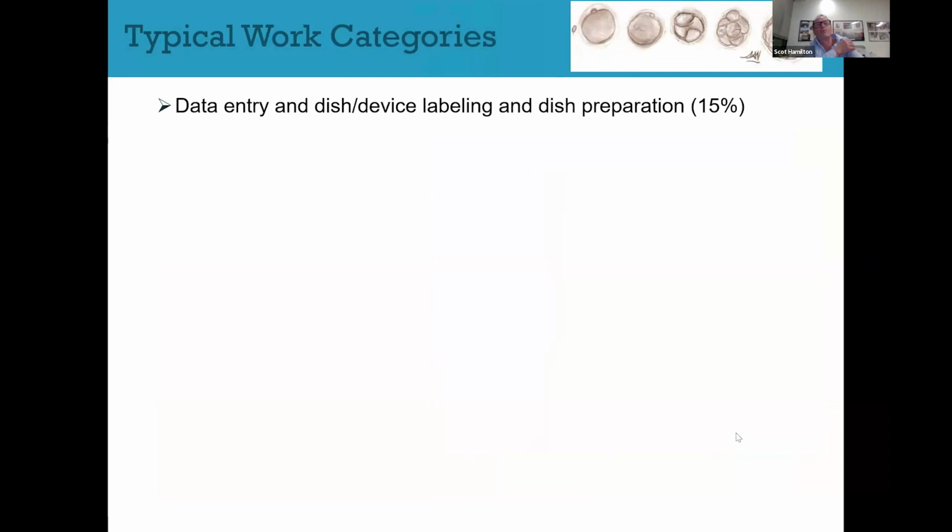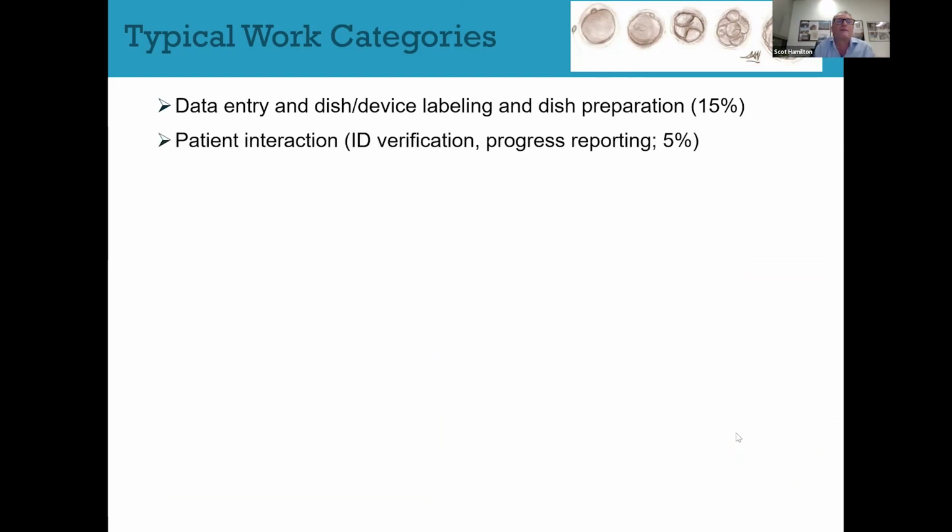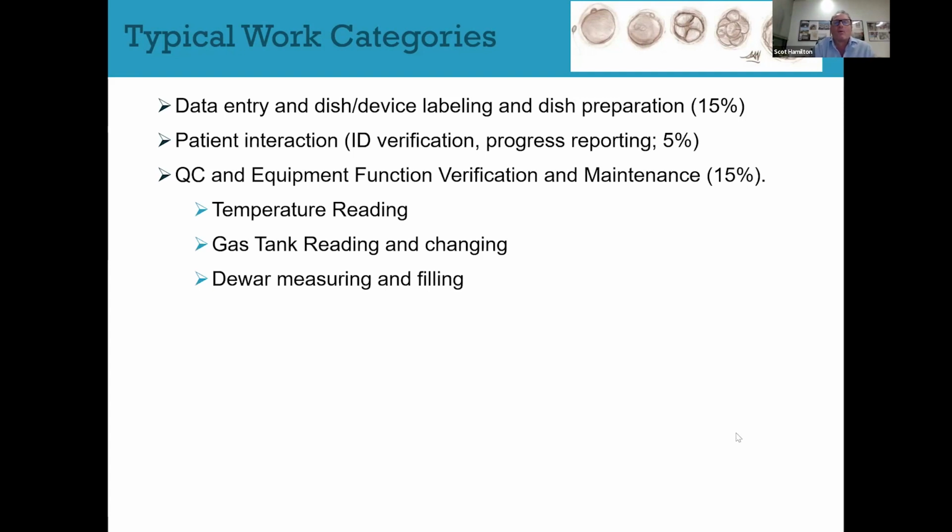So if we talk about the work categories, there's data entry, dish and device labeling, dish preparation. Maybe that's 50% of your life. There's patient interaction, ID verification, progress reporting, maybe 5%. Quality control, equipment function verification and maintenance, 15%. So temperature, gas readings, dewar measuring.